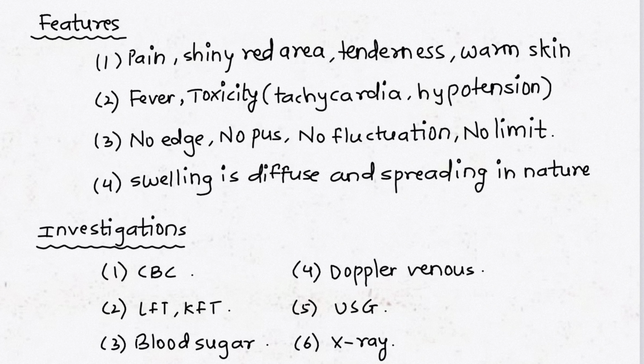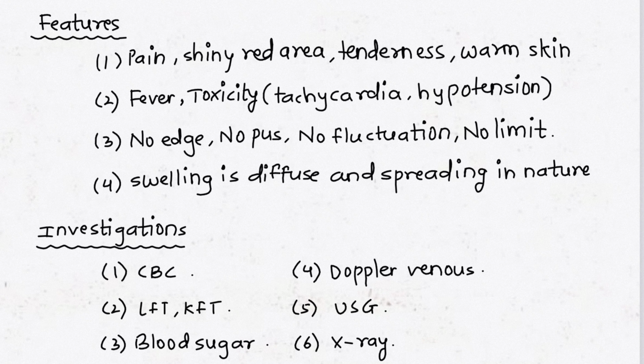What are the features? First is pain, shiny red area, tenderness, warm skin. Second is fever and toxicity. Toxicity means tachycardia, hypotension. Third is no edge, no pus, no fluctuation, no limit. Fourth is swelling is diffuse and spreading in nature. So these are some features of cellulitis. When you see a patient who is having cellulitis, you will get these features.